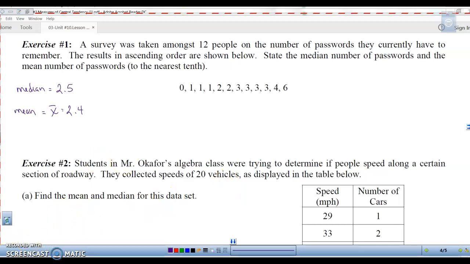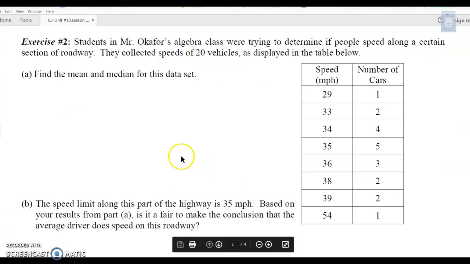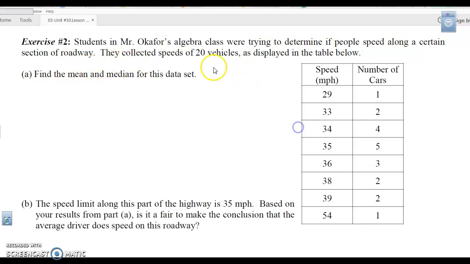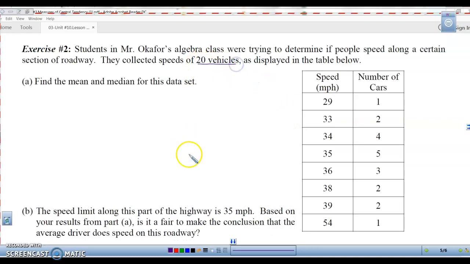All right, let's take a look at the second problem. Students in Mr. Okafor's algebra class were trying to determine if people speed along a certain section of roadway. They collected the speeds of 20 vehicles as displayed in the table below. Okay, so find the mean and the median for this data set.